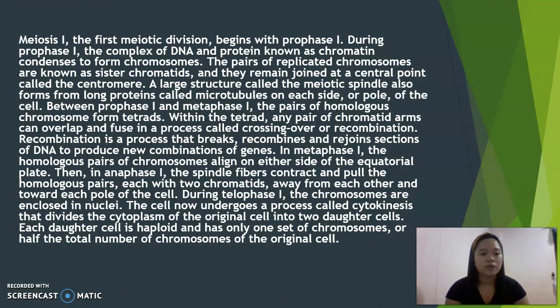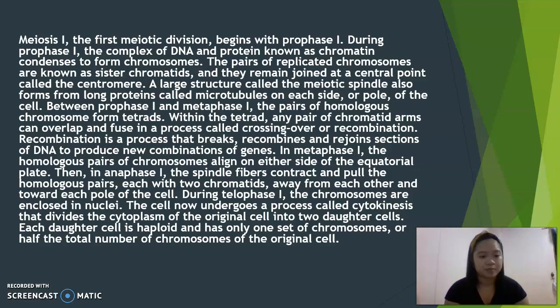Meiosis I, the first meiotic division, begins with prophase I. During prophase I, the complex of DNA and protein known as chromatin condenses to form chromosomes. The replicated chromosomes are known as sister chromatids, and they remain joined at a central point called the centromere. A large structure called the meiotic spindle also forms from long proteins called microtubules on each side or pole of the cell.